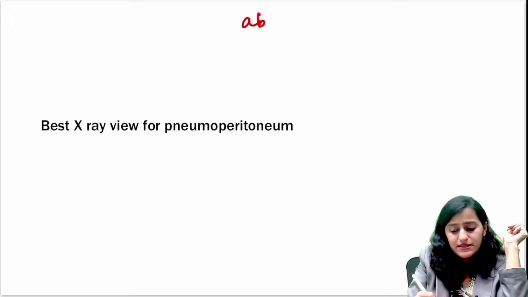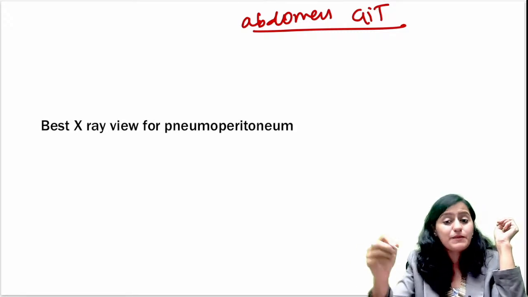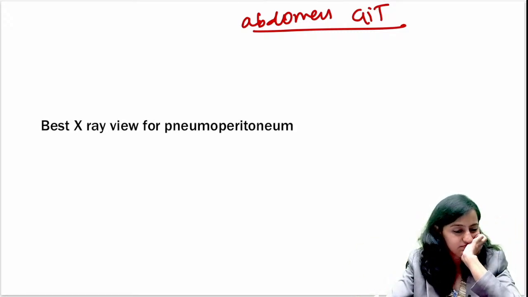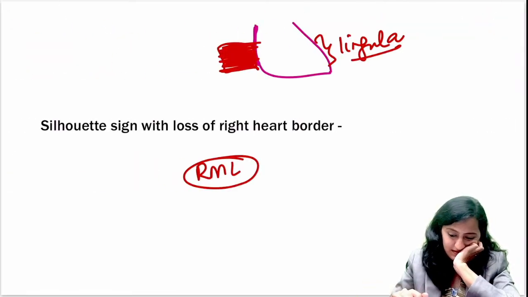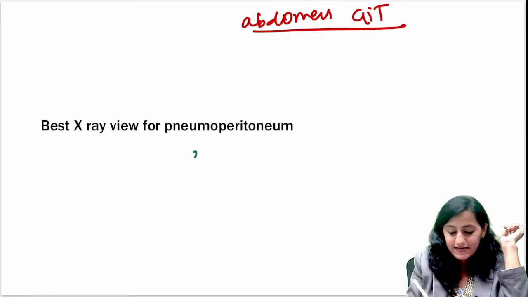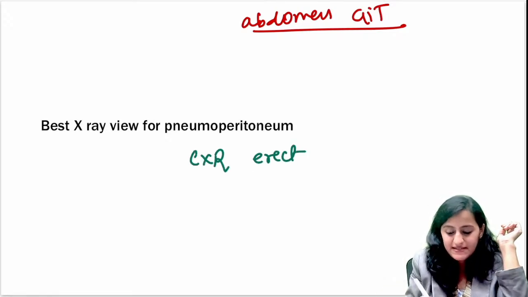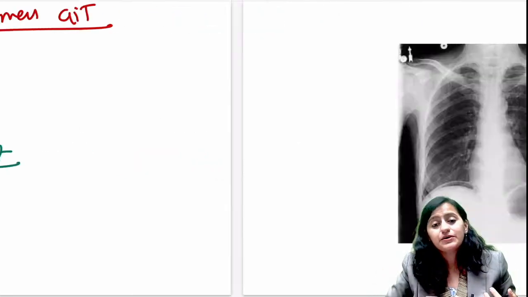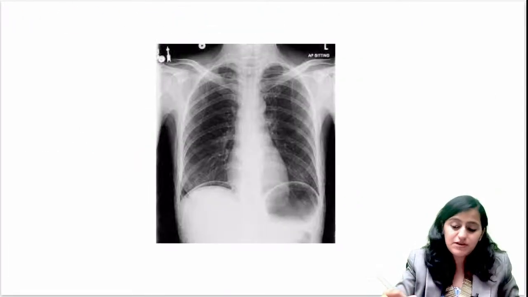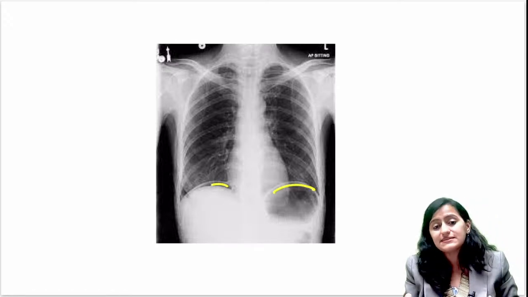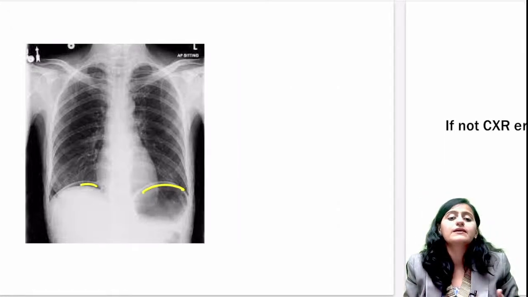Coming to the next one, the abdomen, that's the GIT part. What is the best X-ray view for pneumoperitoneum? Very good. It is chest X-ray erect, which is the best X-ray view for pneumoperitoneum to look for air under the diaphragm. Very important X-ray, very frequently asked in the exam. This is the black air beneath the diaphragm that you are seeing. This is pneumoperitoneum.